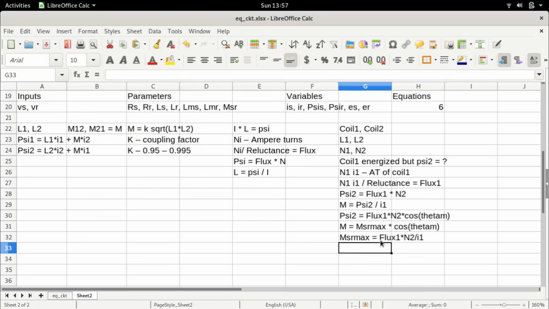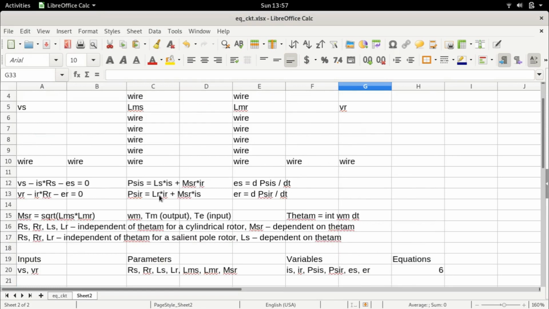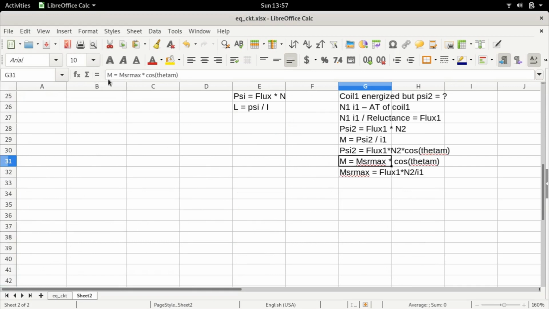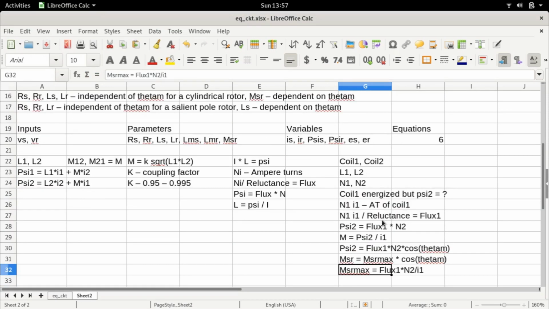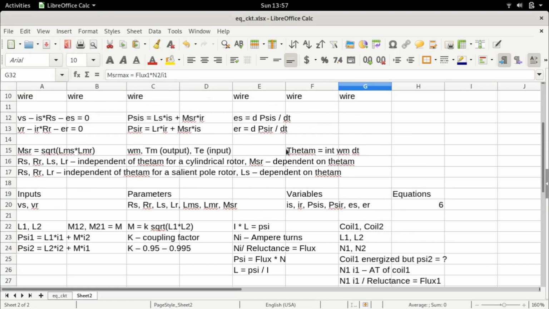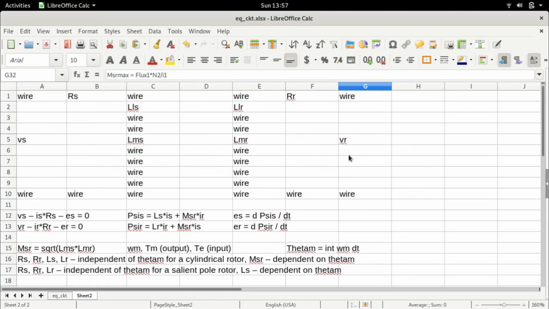We now have the expression which says that this M_SR can actually be written in this manner. That is, it can be written as a function of a maximum mutual inductance multiplied by the cosine of the rotor position angle. So now that we've achieved this, we can combine these two equations and say that this equation is now dependent on the rotor position angle. And now this is truly the equation of an induction machine.